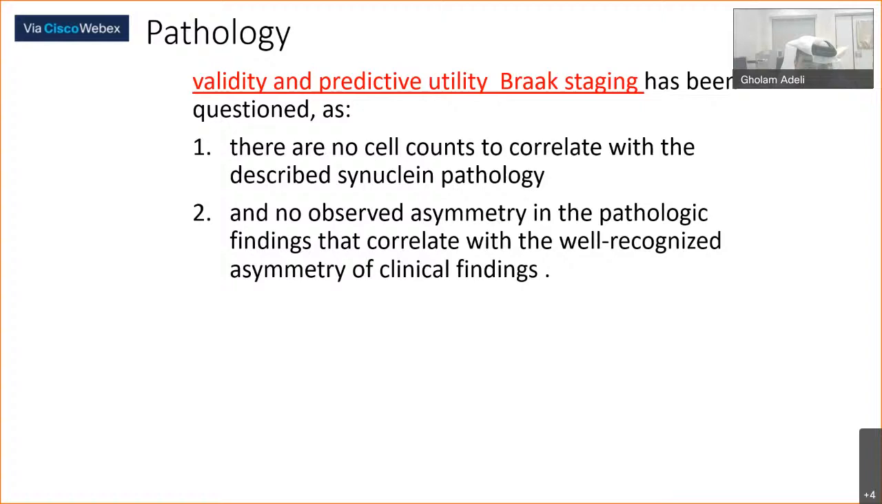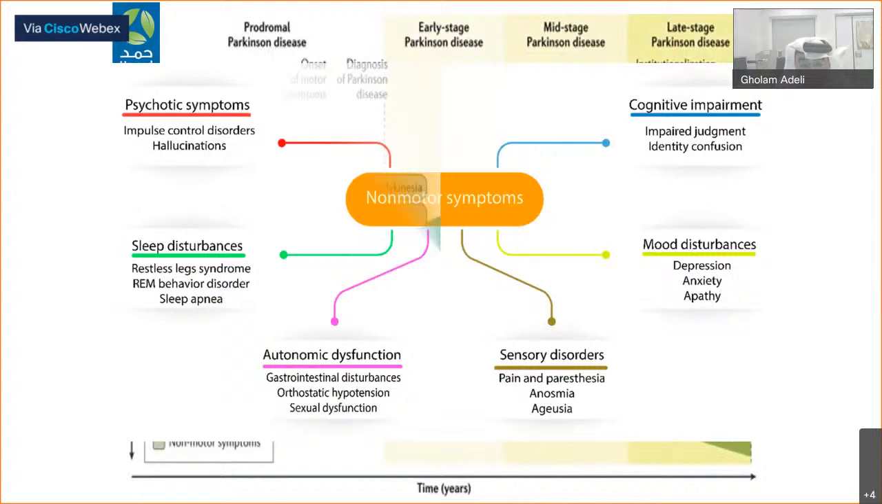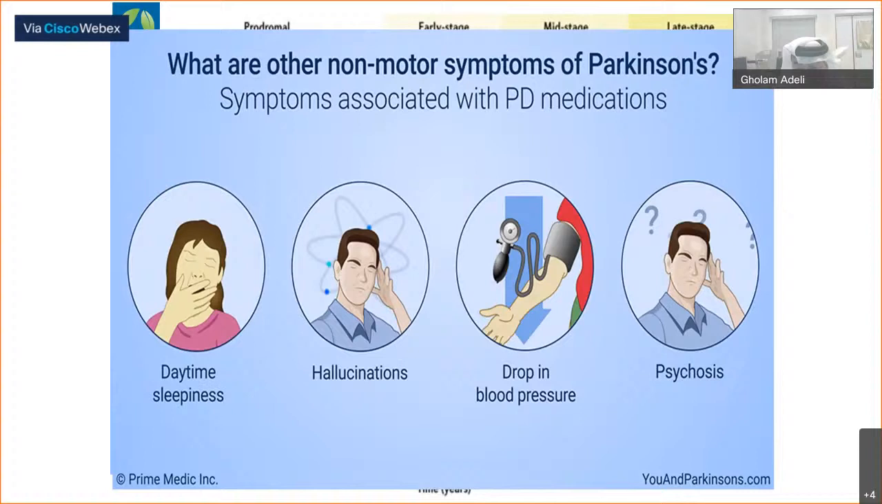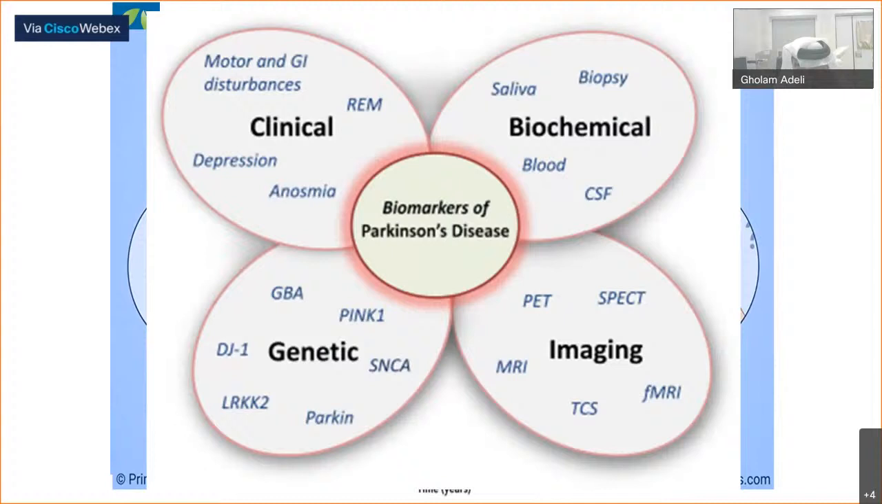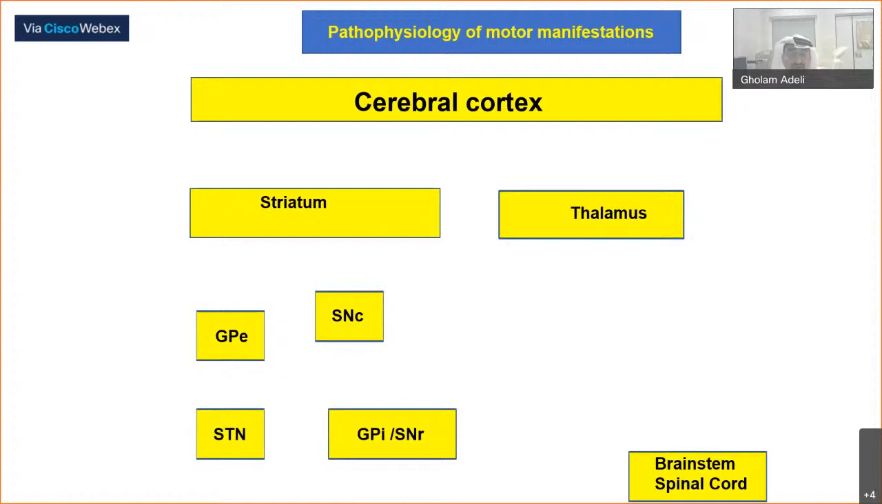Again, these are the non-motor symptoms: psychotic symptoms, impulse control disorder, hallucination, restless leg syndrome, REM behavior disorders, acting out dreams, autonomic dysfunction, sensory disorders, pain and paresthesia, mood disturbance, cognitive impairment, etc. These are more details about loss of smell and daytime sleepiness. These are the targets of research in some centers, I believe also at Hamad University, working on biomarkers that they could use. Since Corona hit, I have not had contact because we were so busy in the hospital. So the pathophysiology is really worth paying attention to and understanding.